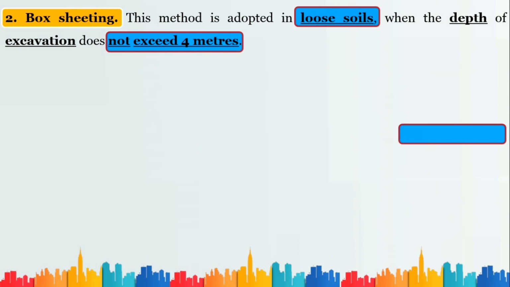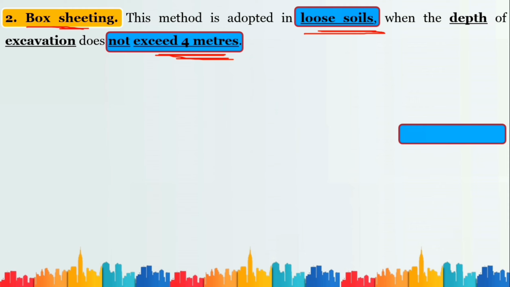Now move toward the next method, which is the box sheet method. The first condition I told you at an earlier stage is that only two conditions are enough to determine which type of method will be utilized. Again, the classification of soil and the depth of your excavation.